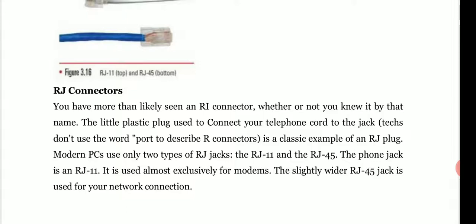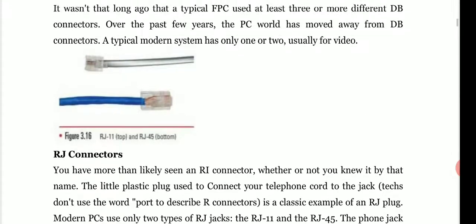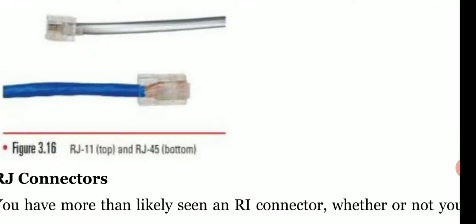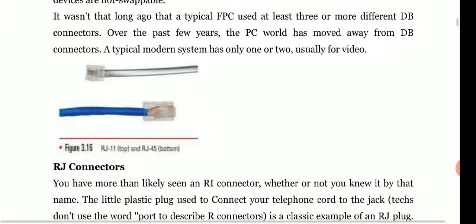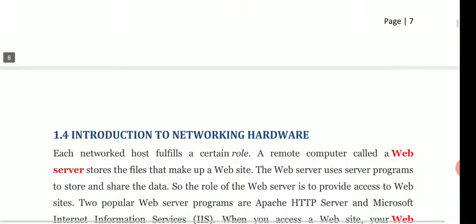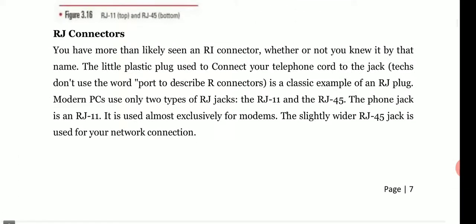So, already we have seen that behind your system unit or CPU, you must have seen the RJ45 jack. Here the RJ45 is shown, and the top one is RJ11 and the other RJ45. Okay, so you must have observed a light blinking behind the CPU. If you unplug this cable, then you will lose the internet connection. Okay, so this is about the RJ connectors.